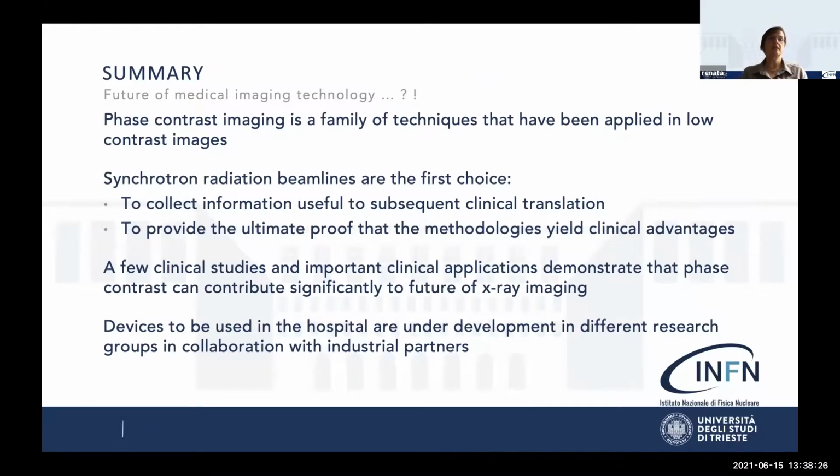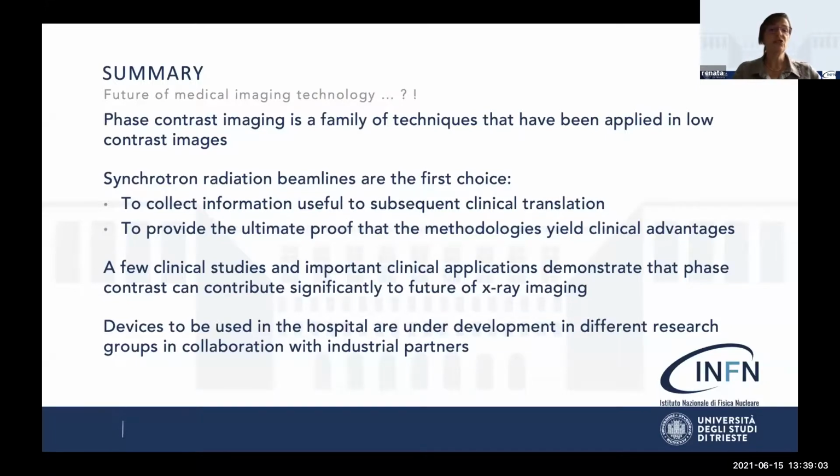So in summary, the future of medical imaging technology, this was the title that our conveners decided for this webinar. What I can say is that phase contrast imaging is a family of techniques that have been applied to low contrast images. Synchrotron radiation beamlines are the first choice. I have to say that also Professor Olivo, Professor Stampanoni, and Professor Pfeiffer started their research in synchrotron radiation facilities.